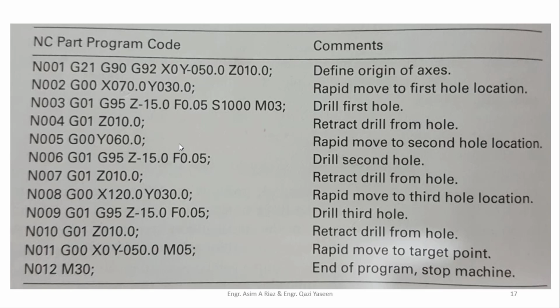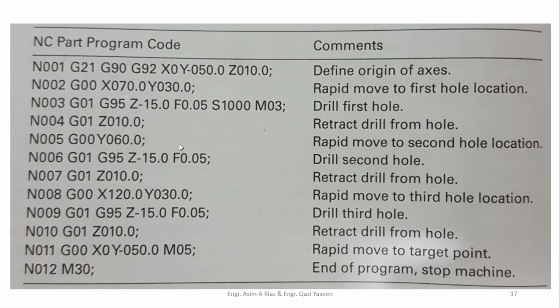G90 is used for the absolute coordinate system, and G92 is used to define the origin. After G92 you have to define the origin. For example, it is being mentioned in the statement X is equal to 0, Y is equal to -50, and Z is equal to 10. And after completing the block you have to use the semicolon.